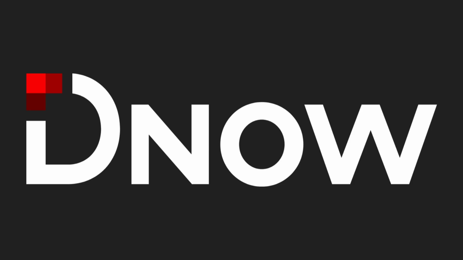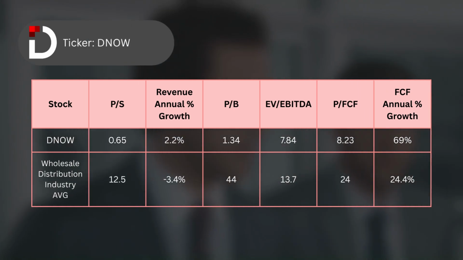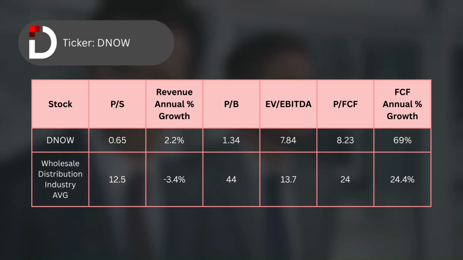Right now, I believe DNOW is an undervalued stock. We can perform comparative fundamental analysis and calculate industry multiples and compare them against DNOW's multiples. So let's see how discounted DNOW stock is.